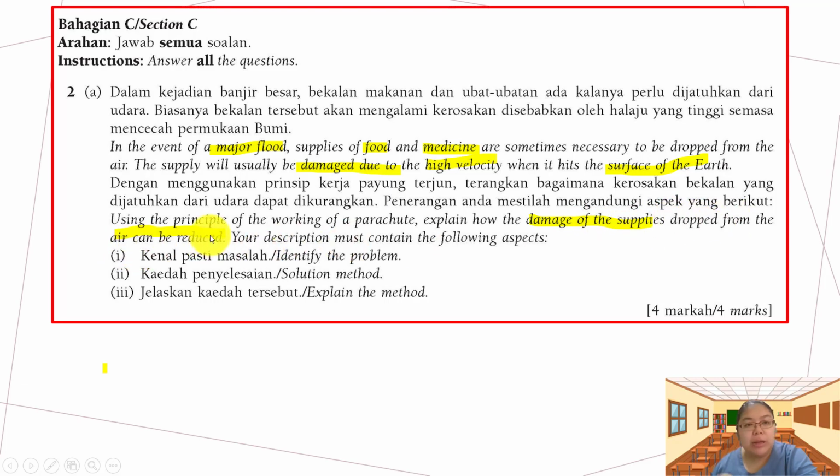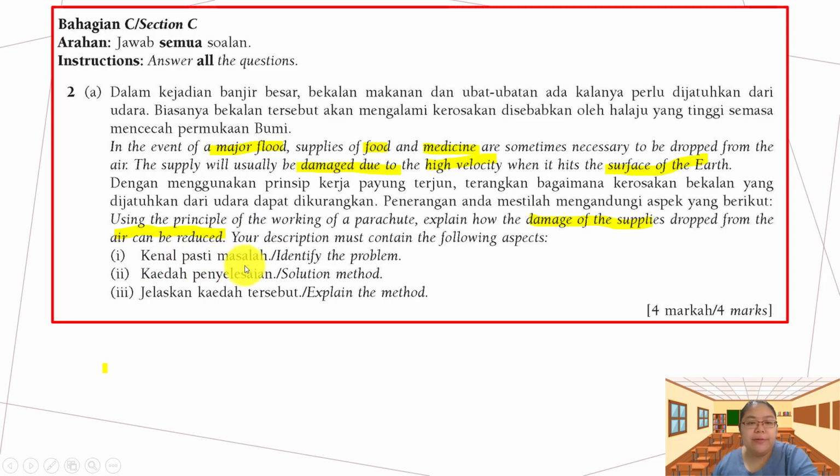So that means you imagine the food and other medicine you drop from the high location. So the velocity should be very high. When they hit the ground, what happened? All the things will be damaged. So from here they want you to use the principle of working of the parachute. If the object is joined with the parachute and goes down, that will reduce the damage of the object. So from here they want you to explain how to reduce.